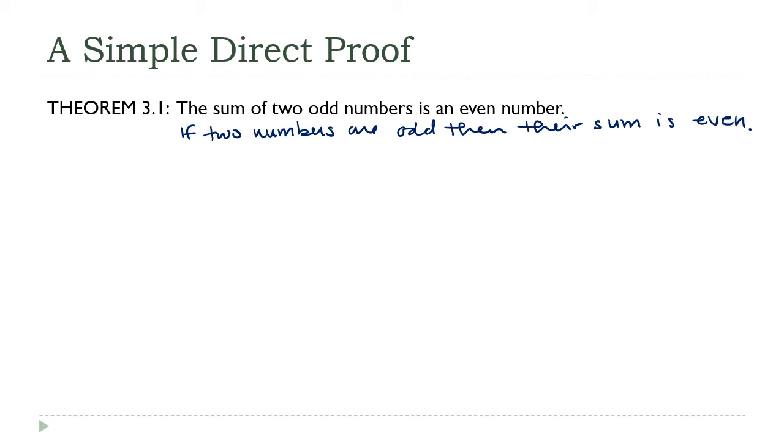All right, the theorem says that we're talking about two odd numbers. So I'm going to start by using universal instantiation to get two arbitrary odd numbers to work with. So I'm going to say: proof. Let A and B be odd numbers.